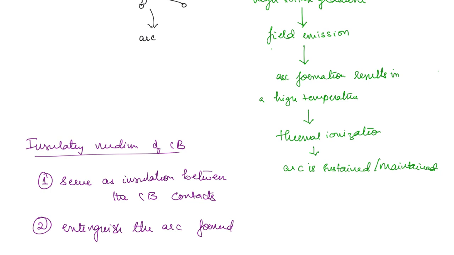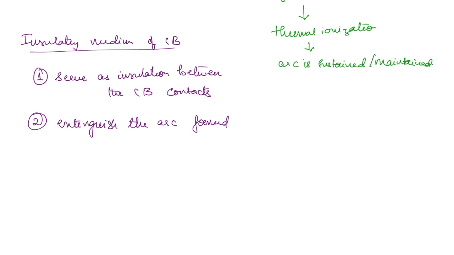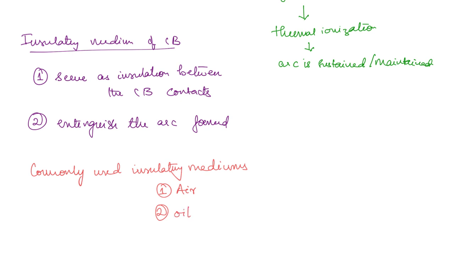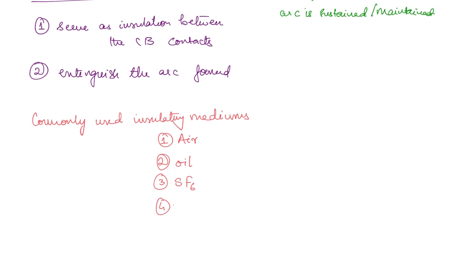Depending on the insulating medium that we are using, we have different kinds of circuit breakers. What are the most commonly used insulating materials? One is air, simply air. Next, we can use certain kinds of oil. Next is SF6 gas, sulfur hexafluoride. And vacuum is also used. Depending on the voltage level and the application, we can use different types of circuit breakers.